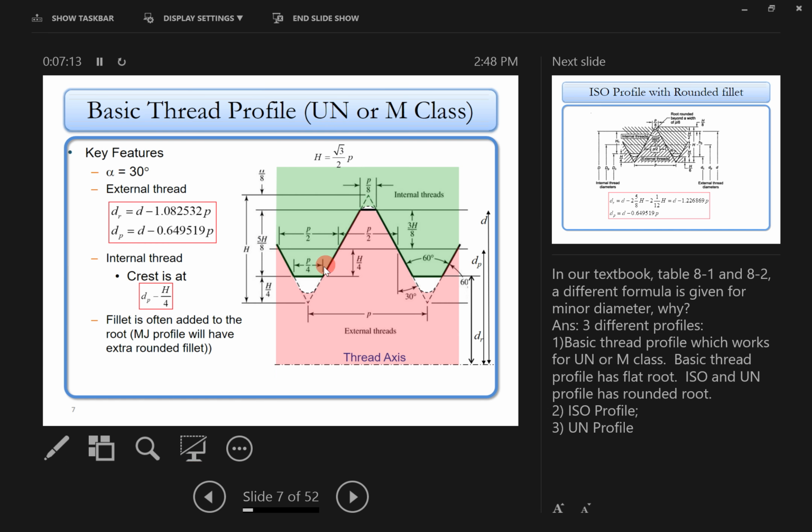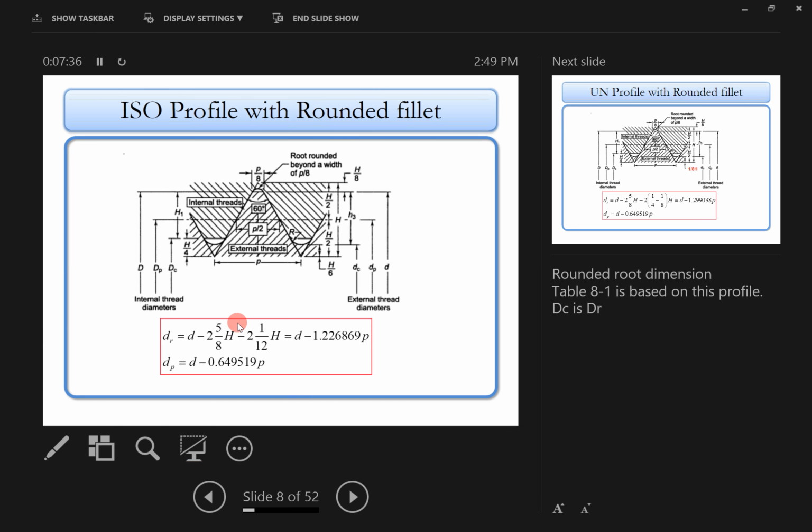Based on the dimensions, you can get the relationship between the minor diameter, the major diameter and p, and the mean diameter, the major diameter and p. So this is the so-called basic thread profile. But in our textbook, there are two tables, table A-1 and A-2. Those two tables give us the profile for the metric and also for the unified standard. So this is the so-called metric, basically ISO profile.